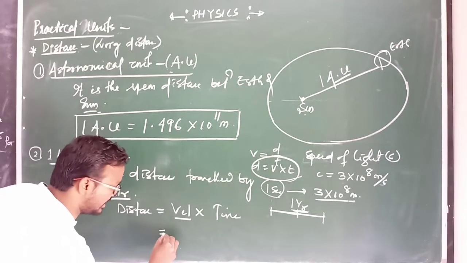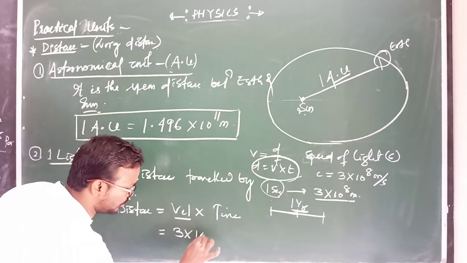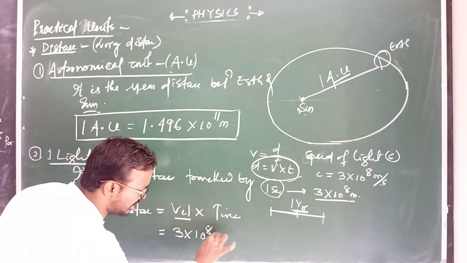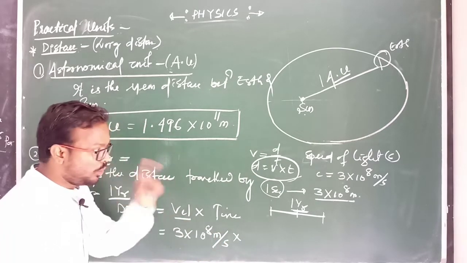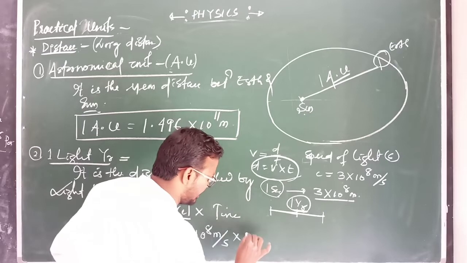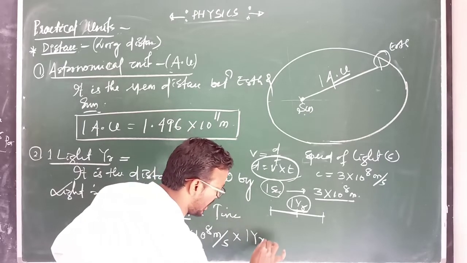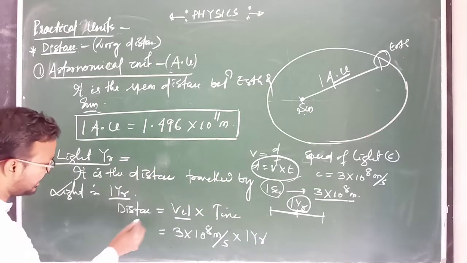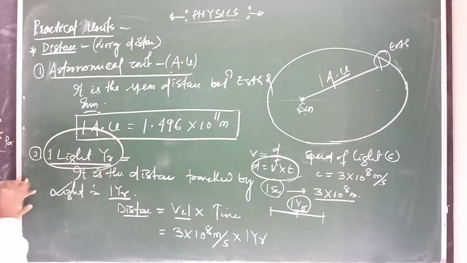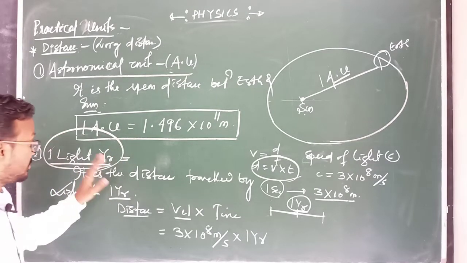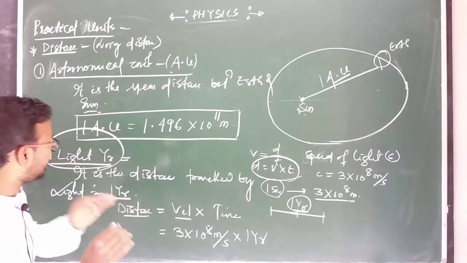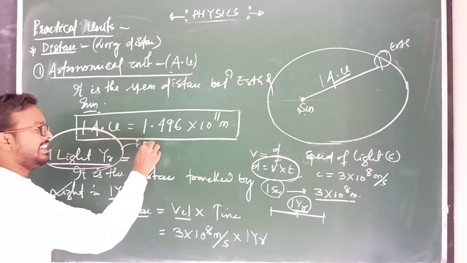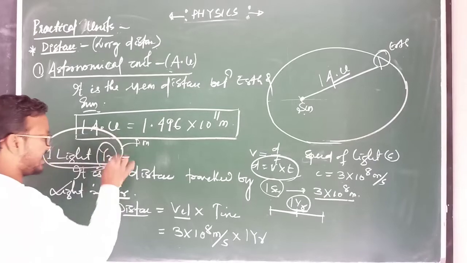Now use this relation here. It is 3 into 10 to the power 8 meter per second into time, which is 1 year. Now this distance is known as 1 light year. So you have to remember this concept. Light year is the unit of distance. It is not the time.